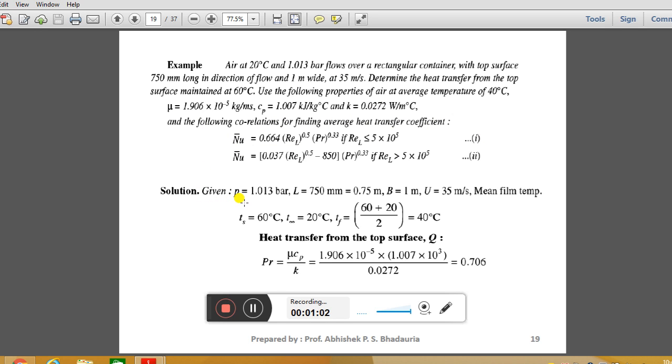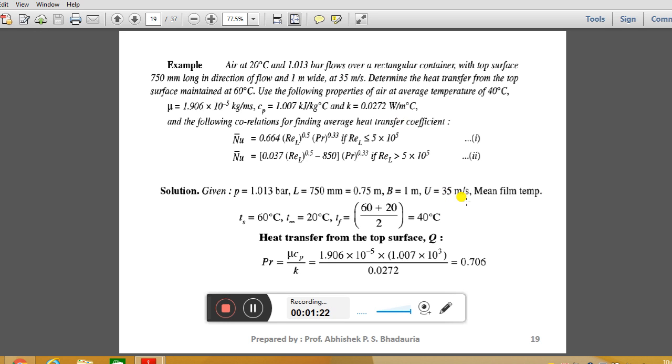So the pressure is given. The pressure value is 1.013 bar. The length is given. The length is 0.75 meters. The width is given. Width is 1 meter, and the velocity is 35 meter per second. Now calculate mean film temperature.